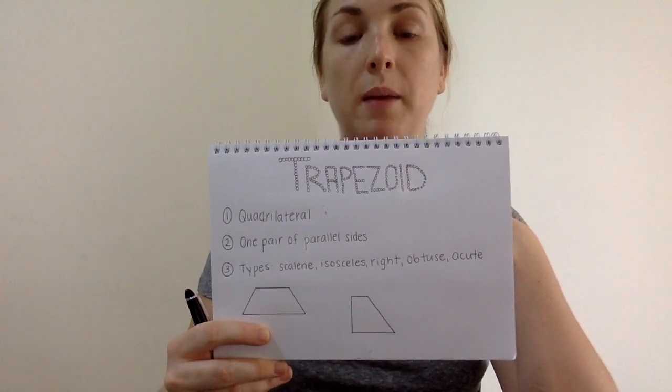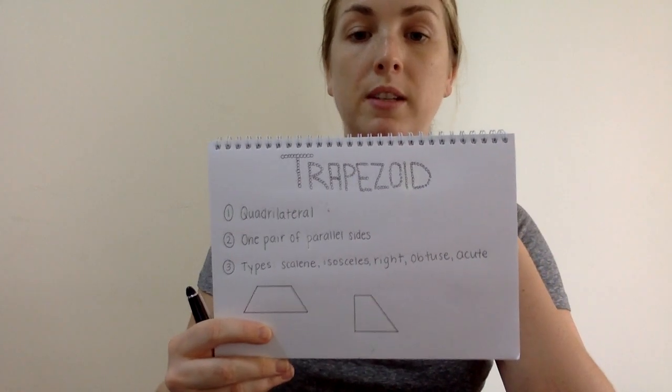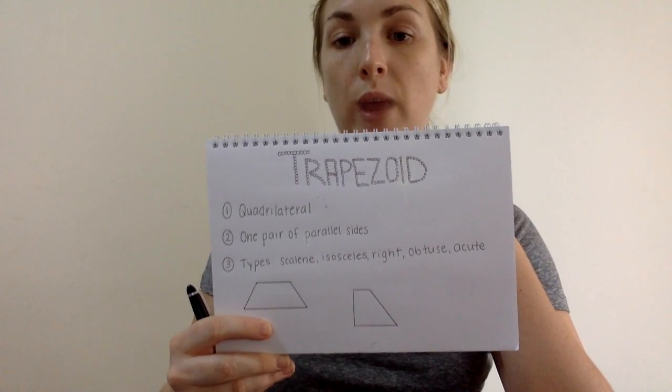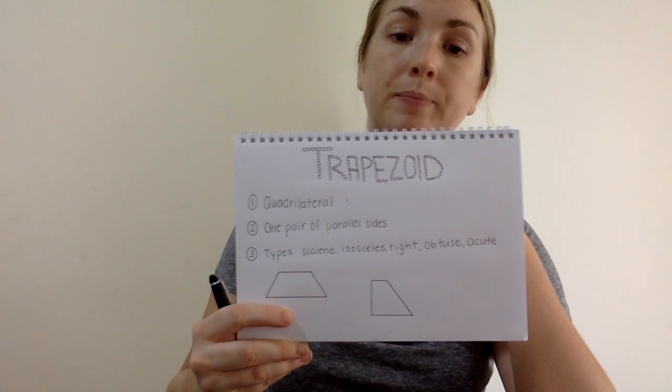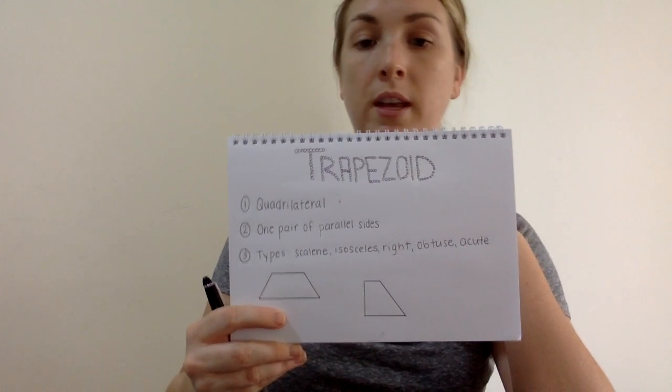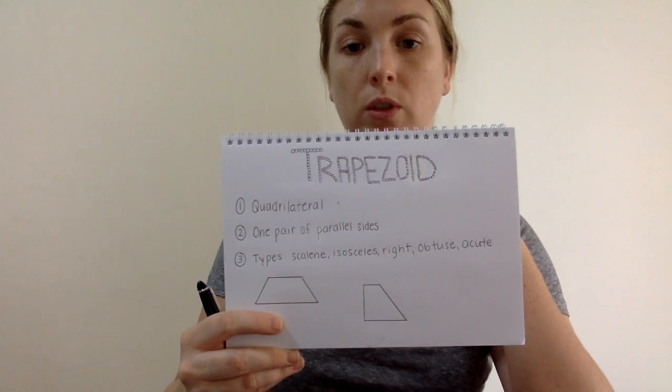Sometimes people define things in different ways. And there are a few different types of trapezoids. There's a scalene, isosceles, right, obtuse, and acute. And so I have drawn some trapezoids down here for you to look at.